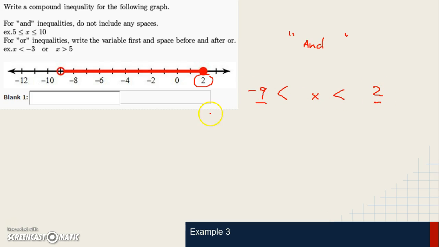Okay? Now we've got to figure out whether or not the endpoints are included. Since there's an open circle on negative 9, negative 9 is not included, so we're going to leave this just as it is. And the endpoint 2, or the largest value 2, is included because the circle is closed, so we're going to make this an equal to. And now we're just going to type this in as it is. So I have negative 9 is less than x, which is less than or equal to 2.